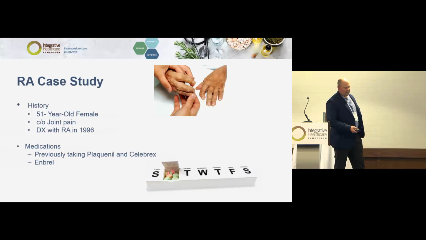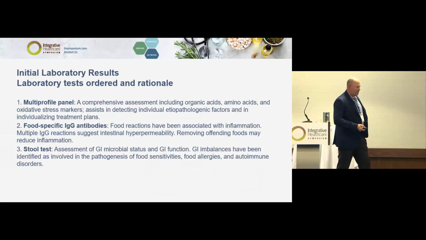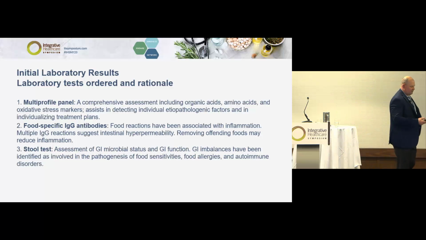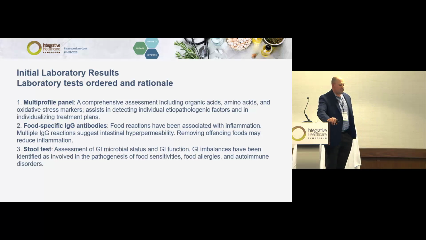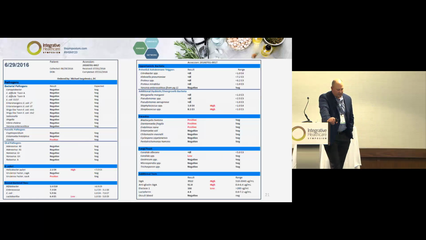So in her case, we did a multi-panel and a stool test. I mean, I put the food antibody test on here as a recommendation, but we didn't end up testing that. But you can see this is just a snapshot of her original stool test. And this is a QPCR test. You can see that she had some pathogenic bacteria that were out of range, some dysbiosis markers, and some non-pathogenic parasites elevated.